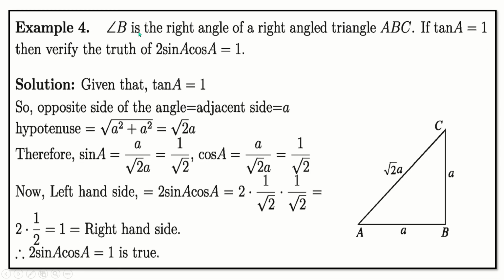Another example. Angle B is a right angle. That means this is the right angle of the right angle triangle ABC. If tan A equals 1, then verify the truth of sin A cos A equals 1. Tan A equals 1 means tan A is 1 by 1. That means if this is 1, this also will be 1.